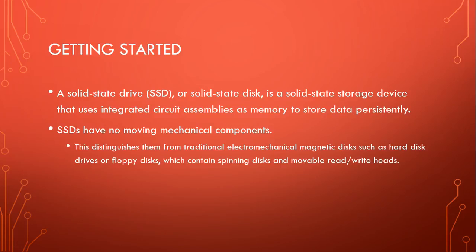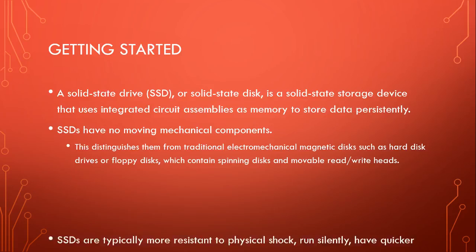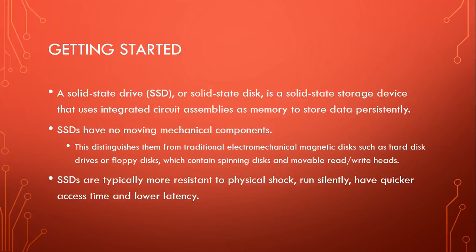Now, compared to traditional hard drives, SSDs have no moving mechanical components. This is what distinguishes them from the traditional electromagnetic magnetic disks, such as hard drives or floppy disks, which typically contain spinning disks and those removable read-write heads that we discussed in our last lesson. SSDs are typically much more resistant to physical shock, meaning if you were to drop them, because there's no moving parts, they're not necessarily going to be as damaged. They also run more silent because, again, there's no moving parts. They have quicker access time and lower latency, and that has to do with how the architecture is set up on an SSD.